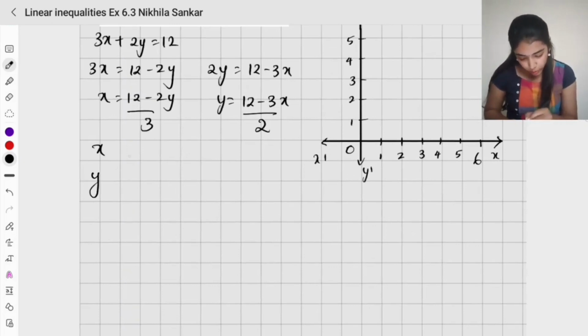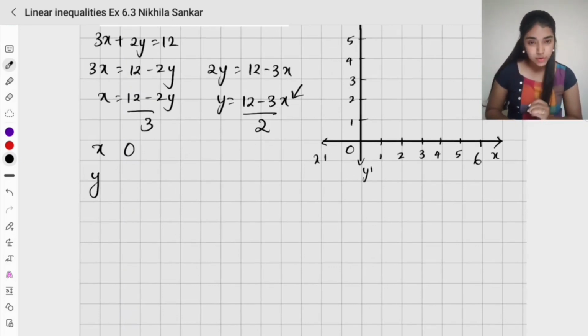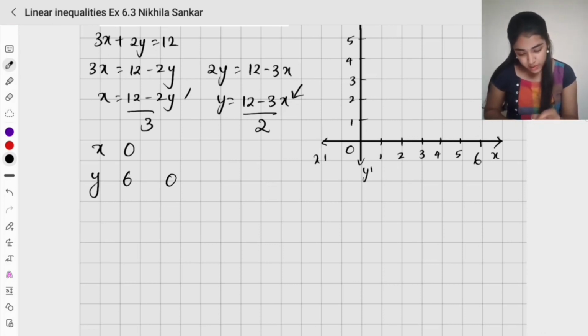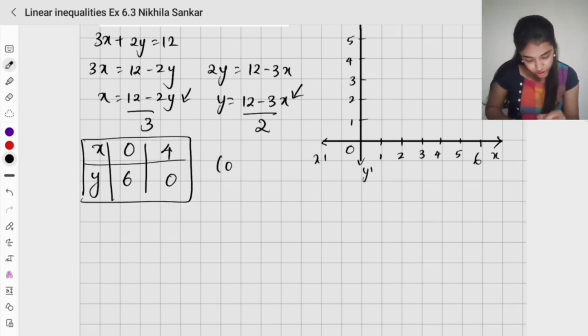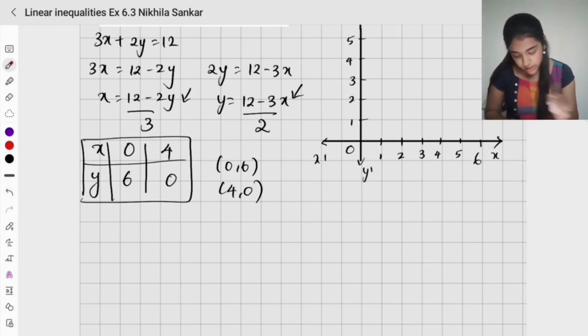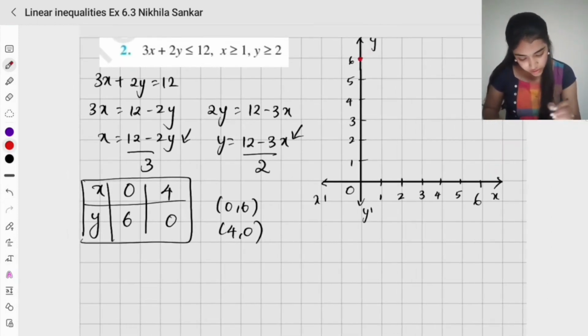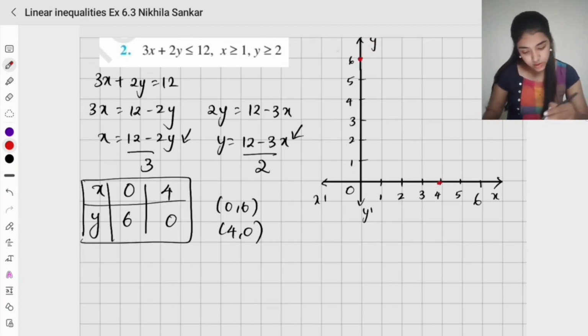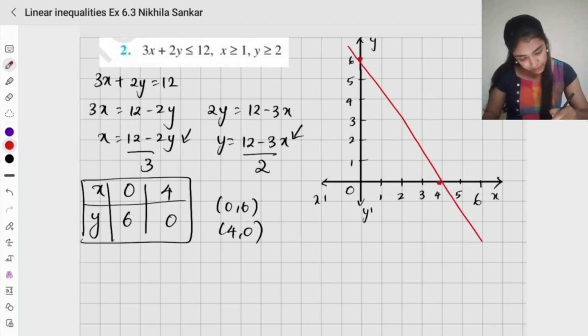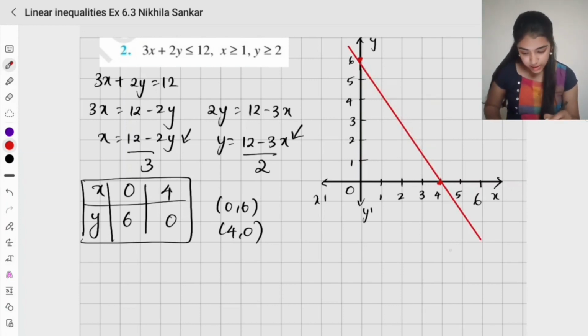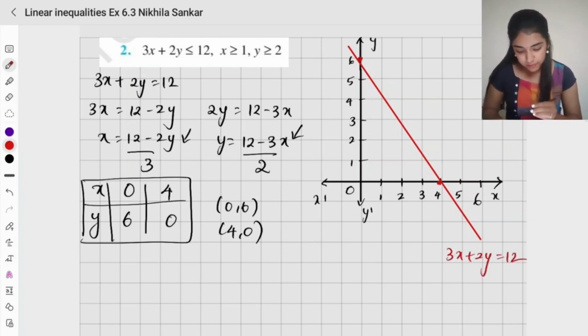Now I am going to put values for x and y. So x is equal to 0, then y is equal to 12 divided by 2, which is 6. Y is equal to 0, then x is equal to 12 divided by 3, which is 4. So this is my tabular column. So the solutions are 0, 6 and 4, 0. When the graph is drawn, I'll have 0, 6 over here and 4, 0 over here. So this is going to be the line. Slack inequality, so a straight line. This is 3x plus 2y equals 12.